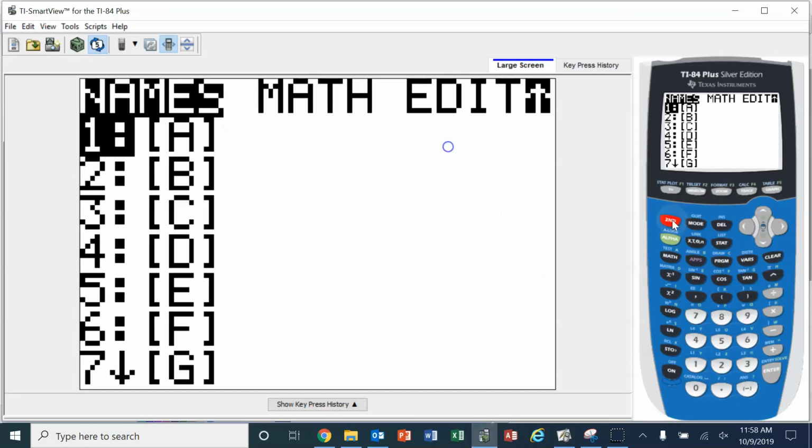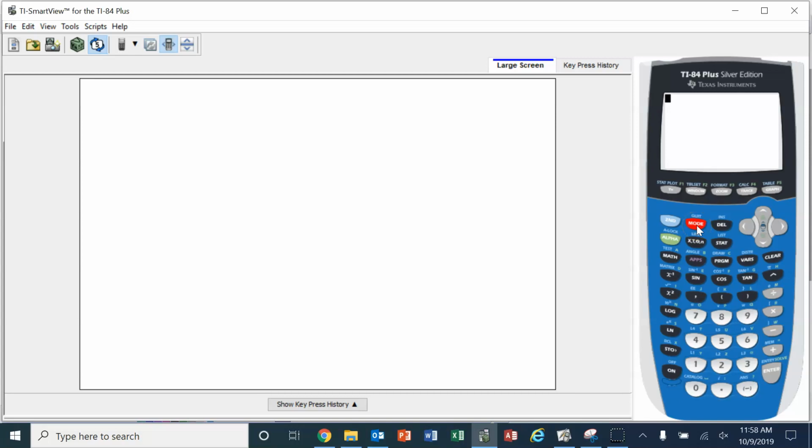Now, depending upon which calculator you have, there are two options. If you have a newer calculator, the matrix button is above the x to the -1. If you have an older calculator, it's just the actual matrix button. It says matrix right on the button.